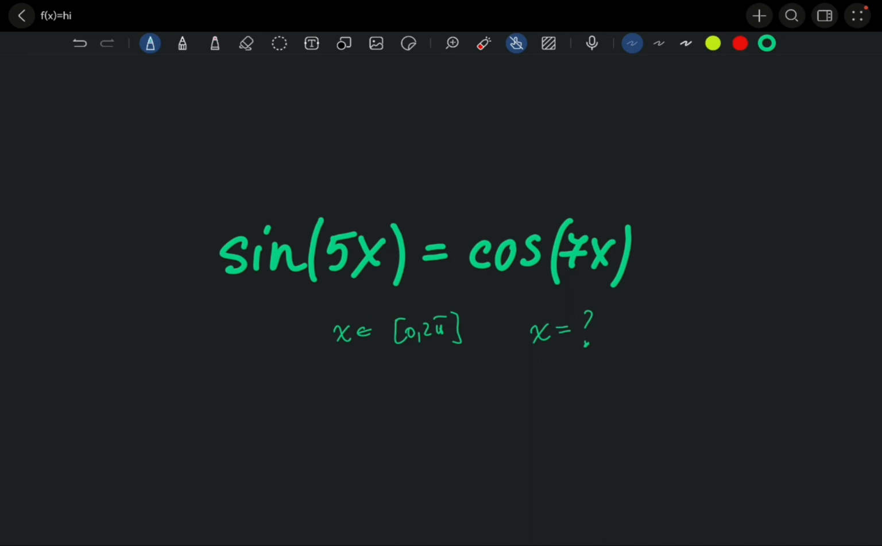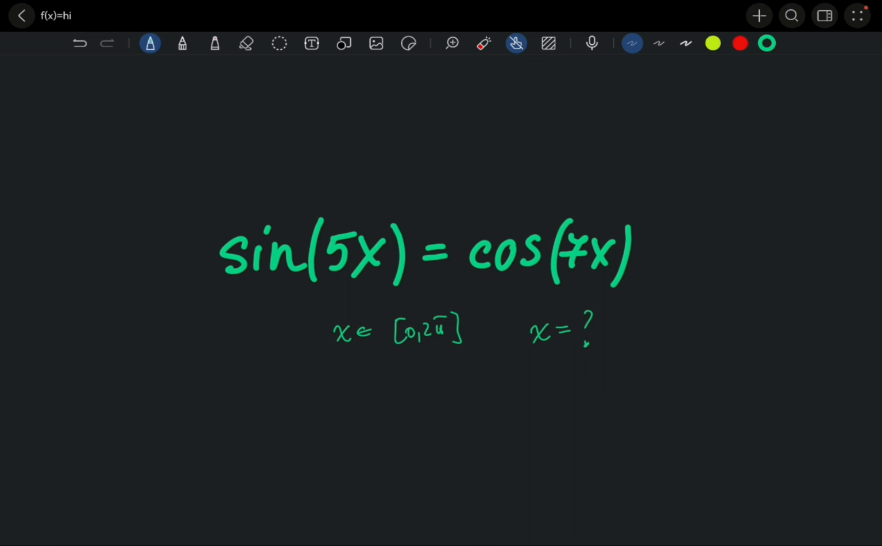Another day, another trig problem. So let's take a look at our equation. We are given that sine of 5x must be equal to cosine of 7x. We know that x is bounded on the interval from 0 to 2 pi, and we are asked to find the value of x that satisfies this equality.